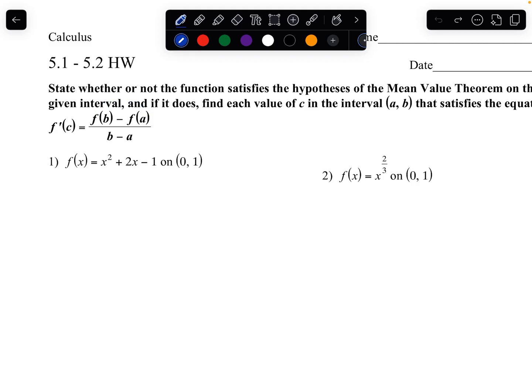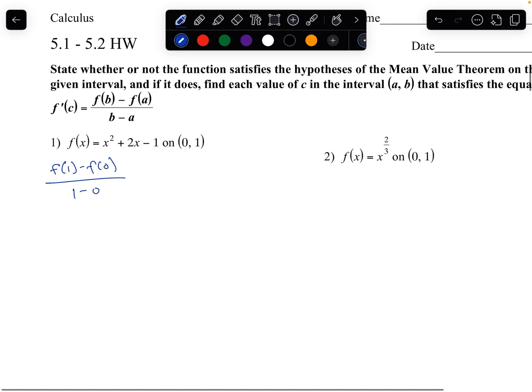And so what I'm going to start with is the average rate of change. So I'm going to find f of 1 minus f of 0 over 1 minus 0. So f of 1 is going to be equal to 1 plus 3. It's going to be equal to 2, I think.